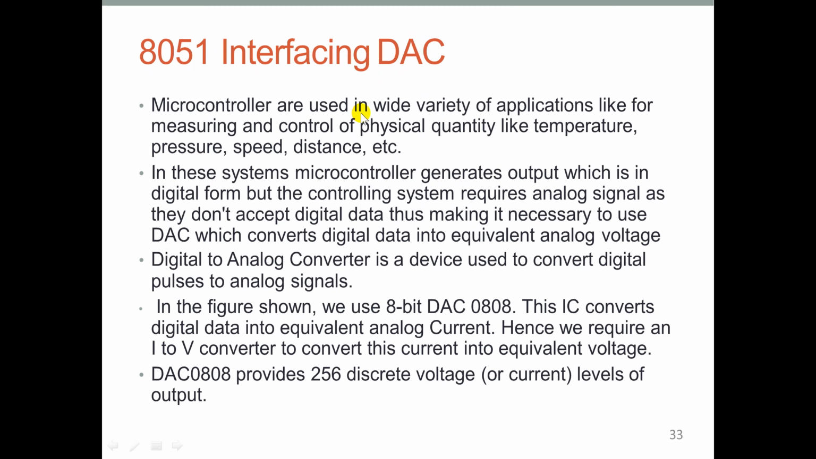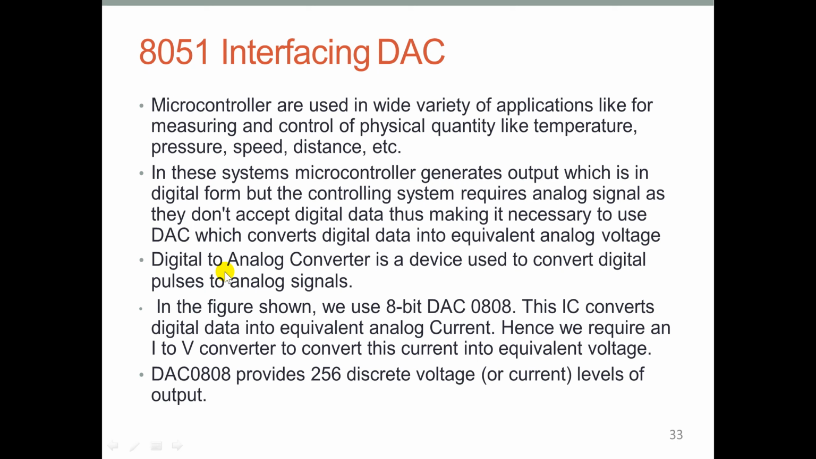Microcontrollers are used in a wide variety of applications, like measuring and controlling physical quantities like temperature, pressure, speed and distance. In these systems, the microcontroller generates the output in digital form. But in order to control some of these systems, we need the signal to be converted into analog form. For that reason we use this DAC to interface with the 8051, which converts this digital data into the equivalent analog voltage.